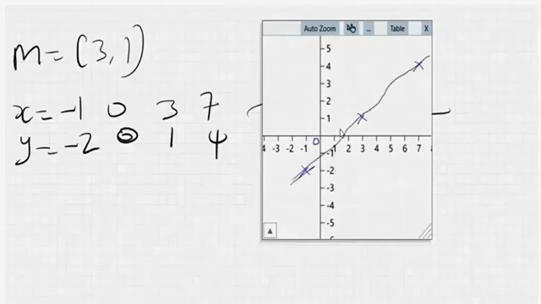Remember, these are our midpoints. We have 3 and 1, and here we have -1 and -2, and here we have 7 and 4. All right, so this is basically how you can represent these coordinates on a graph.